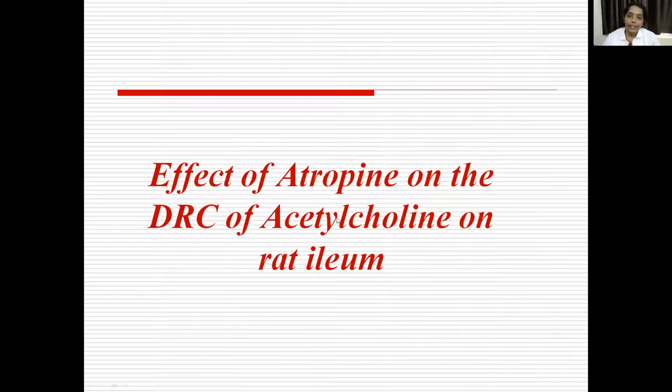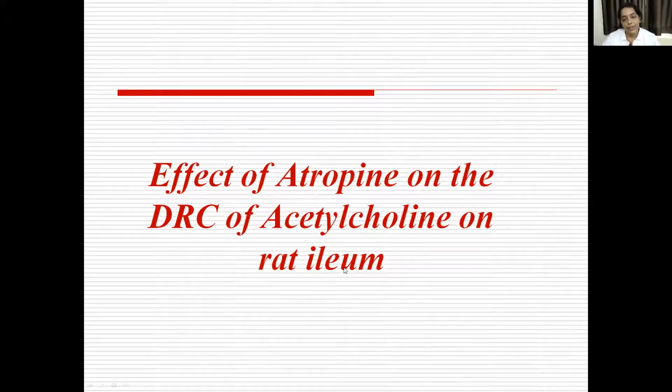So acetylcholine here acts on the muscarinic receptors or the cholinergic receptors. We have 5 types of muscarinic receptors, that is M1 to M5. Now atropine here is a non-selective anti-muscarinic drug. So this blocks all the muscarinic receptors, preventing the action of acetylcholine on the muscarinic receptors. So atropine here acts as an antagonist to acetylcholine. Okay. Then see this acetylcholine here, it is acting on the rat ileum.